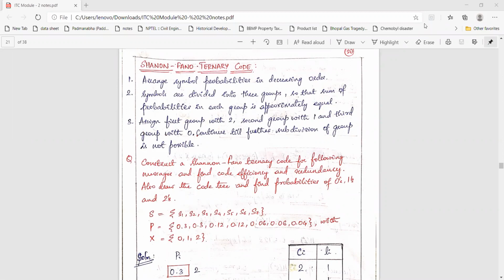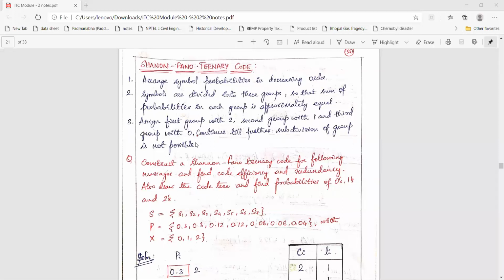So in this session, we'll be studying the Shannon-Fano ternary code. Under this type of coding, we'll be following three steps. The first step is arranging the symbol probabilities in descending order. Next, after arranging the probabilities in descending order, this set of probabilities is further divided into three groups.